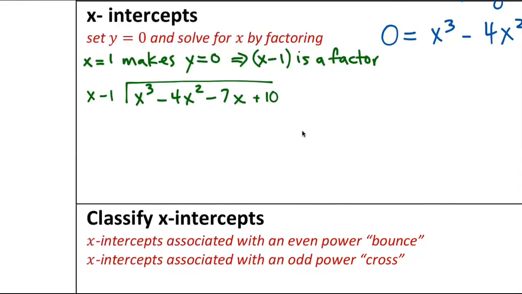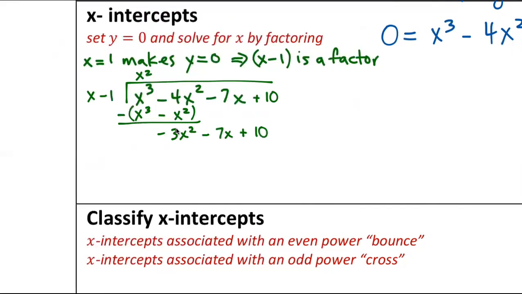Okay, so the first thing I always do is divide. So x to the 3 divided by x gives me x squared. Then I multiply. X squared times x gives me x to the 3, and x squared times minus 1 gives me minus x squared. I'm going to do my subtraction. Minus 4x squared minus x squared is really like plus x squared, so that leaves me with minus 3x squared, and we'll bring everything down.